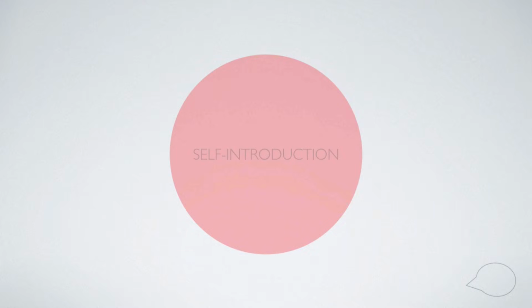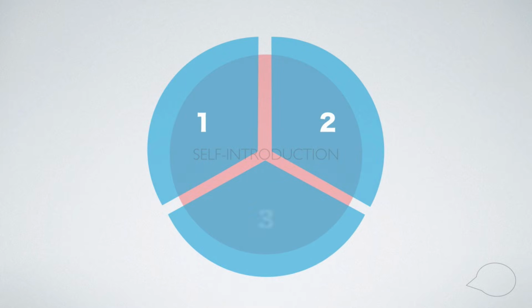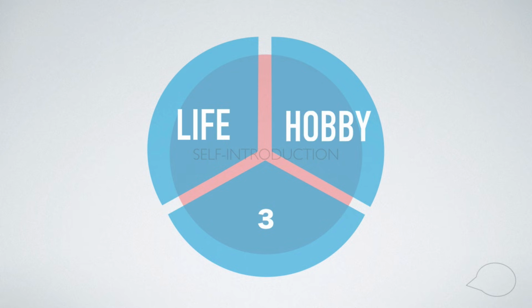Introducing yourself in English can be viewed as a circle made up of 3 parts. Part 1 is life. This is where you talk about who you are and where you are from. Part 2 is hobby. This is where you talk about your hobby and the reason why you chose it. And Part 3 is dream. This is where you describe your dreams about the future.